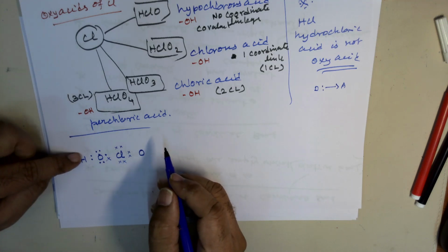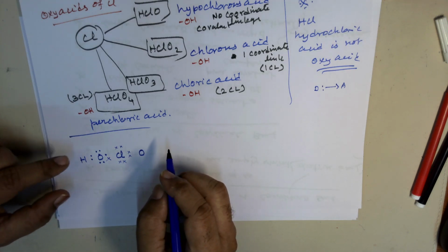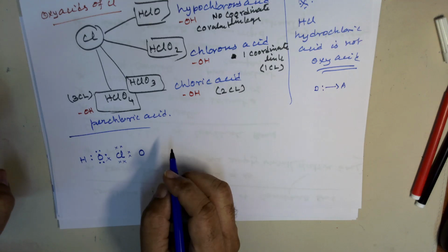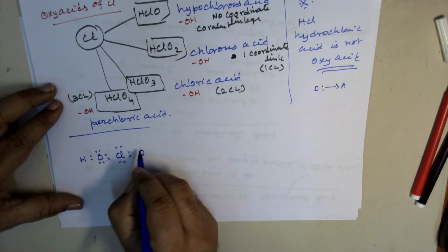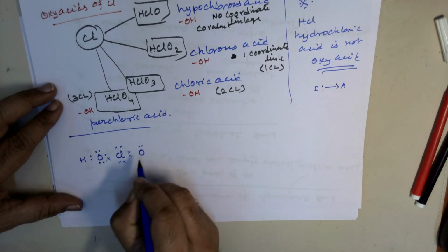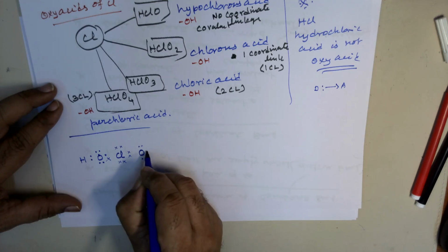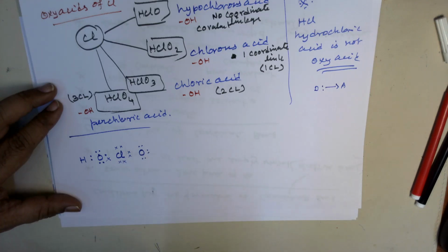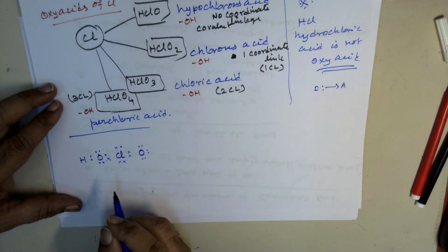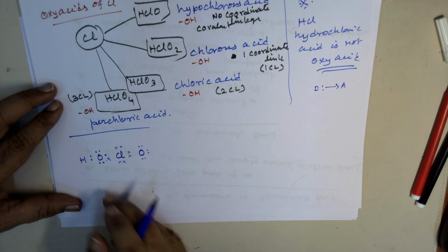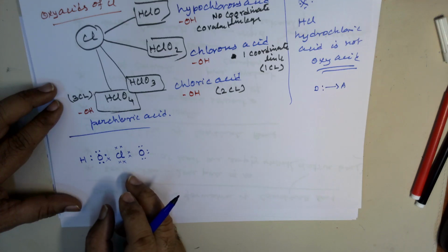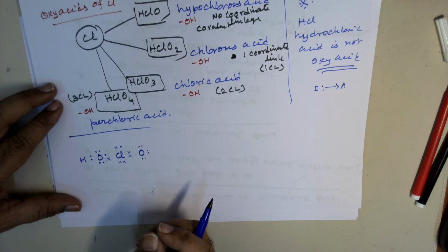How many electrons are there for oxygen? Tell me. Six: two, four, six. Okay. So now you guess from which atom to which atom the coordinate bond will happen.